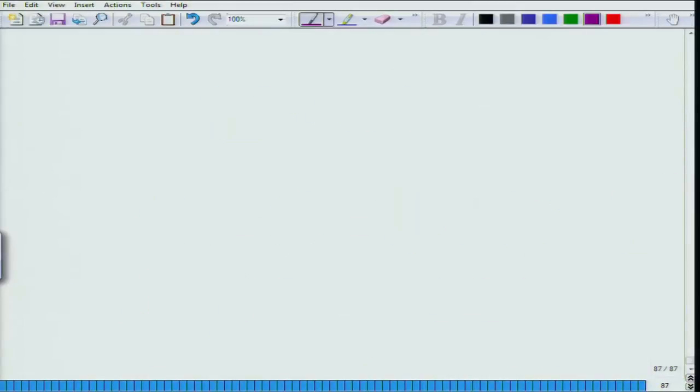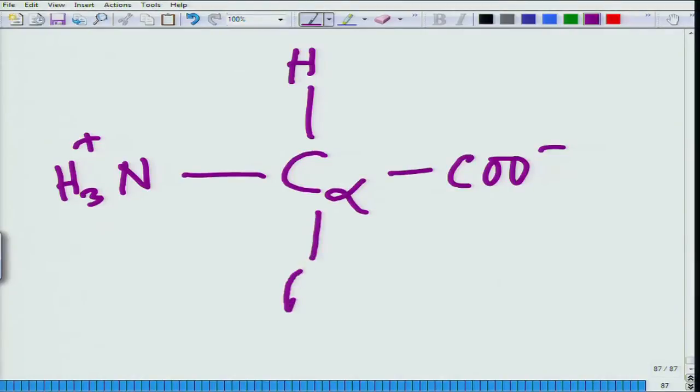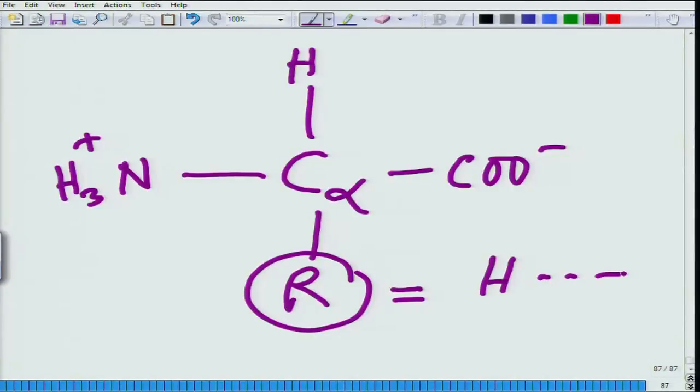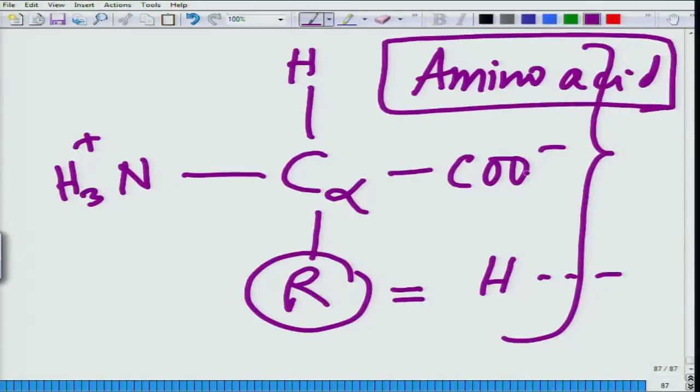So, what does an amino acid look like? It looks like this. There is a C alpha, a COO carboxyl group, a hydrogen here, an NH3 plus out here, and an R group. This R group varies. R could be anything starting from hydrogen to several other things, and we will talk about it. This is the most fundamental structure of an amino acid. It's an acid because you have the acidic group, and it almost looks like a Zwitter ion because you have a negative and positive charge on both sides.